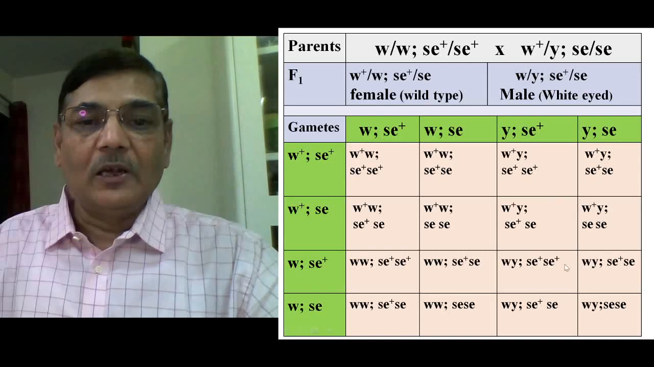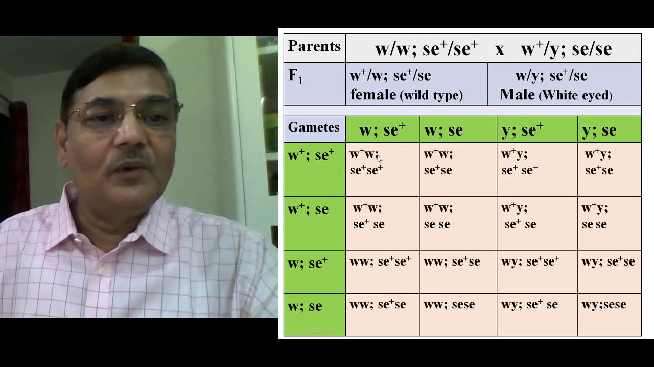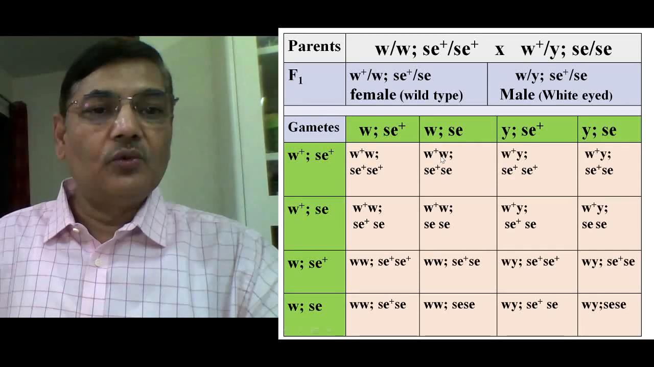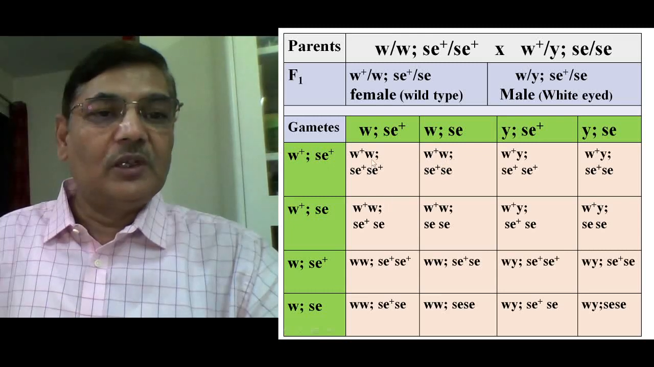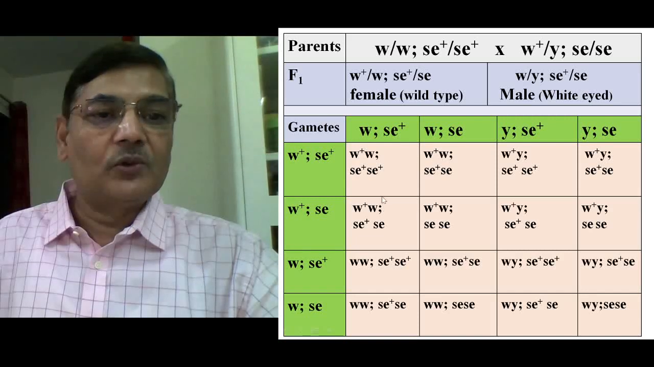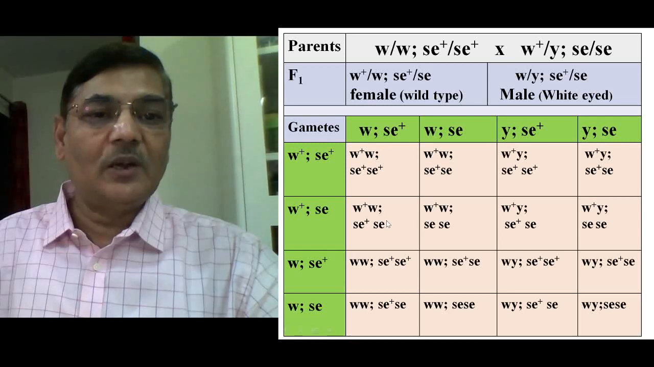So this will be considered in the form of male, because in every case Y chromosome will be coming, so male types will be there. So if you see the female types, you will find that 1, 2 and 3. These three females, that is W plus W, SC plus SC plus, or W plus W, SC plus SC. So these three females will be wild type. It means they will be red-eyed. They will be having W plus allele, so they will be red-eyed, and here also SC plus is present, so they are actually wild type females.